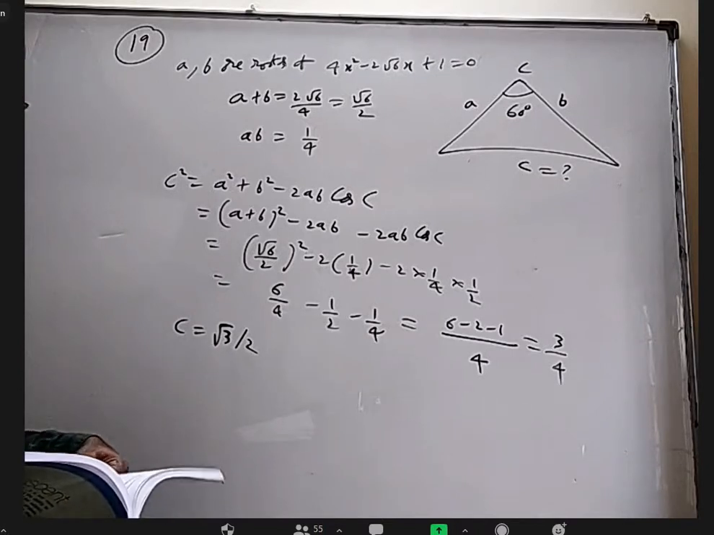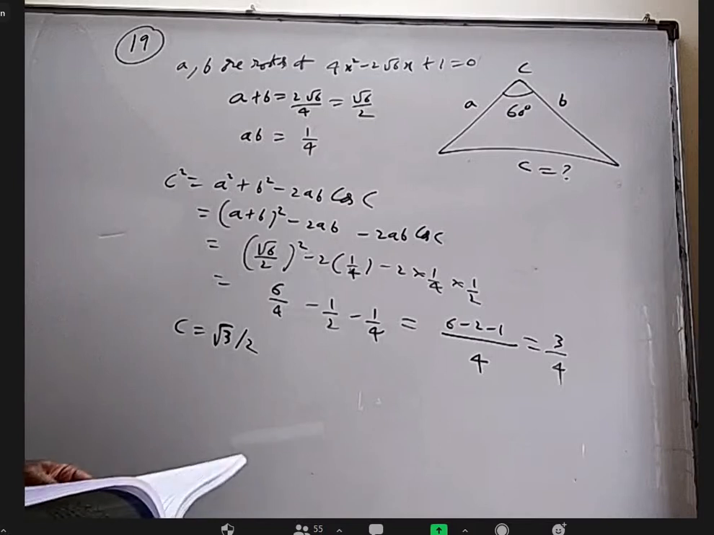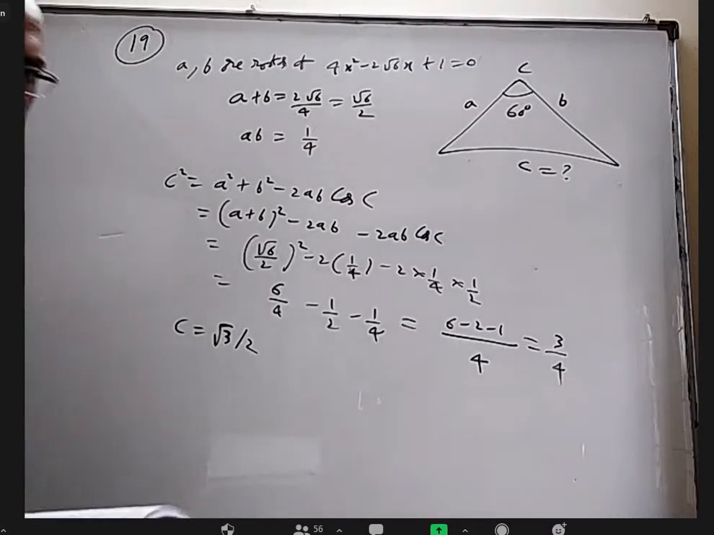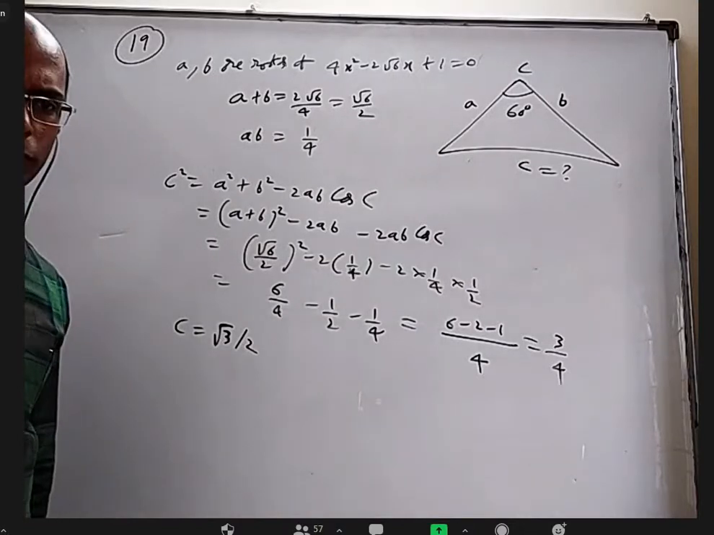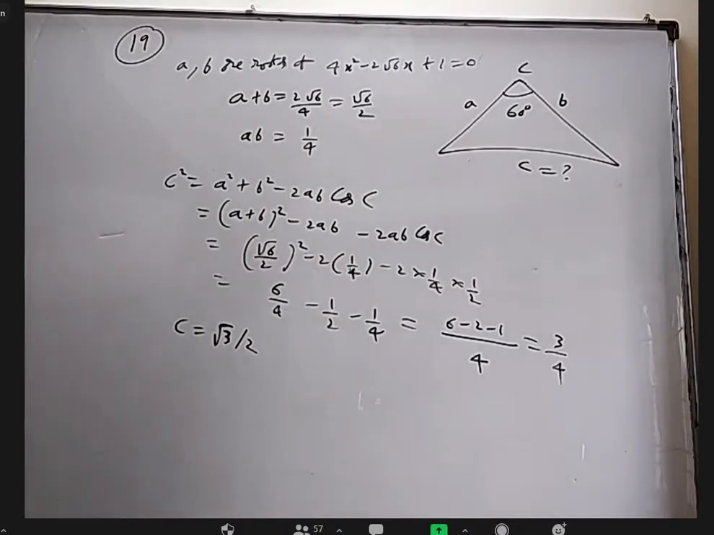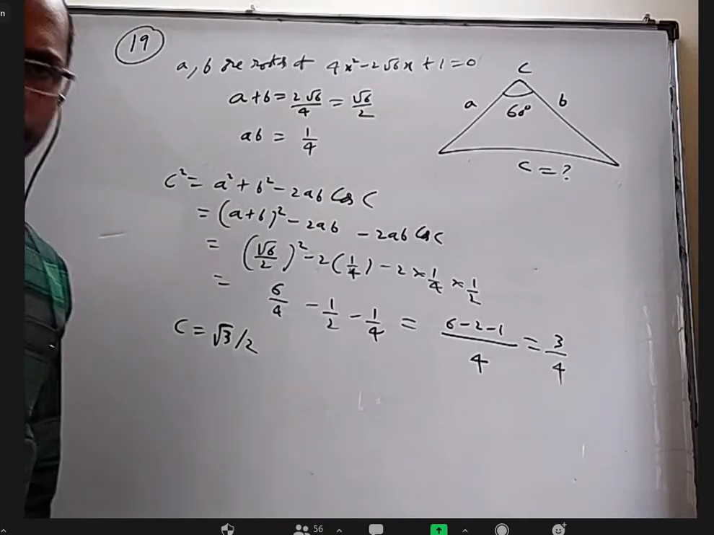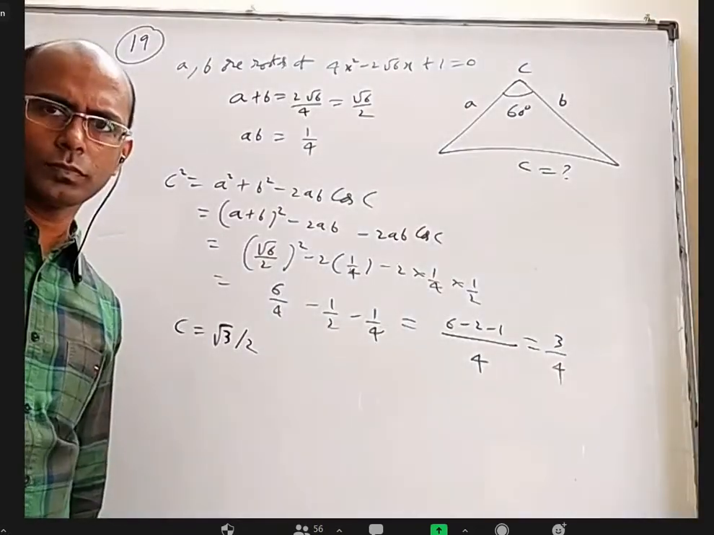So 20 is also quite similar. That means you have to find the third side and then add all three sides. Okay, 19 I can erase, right? Yes, sir.